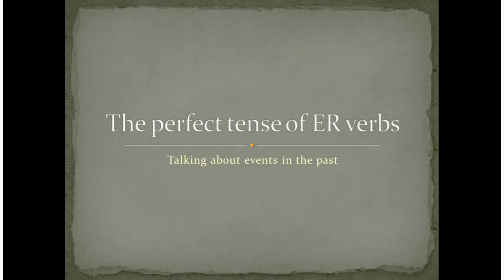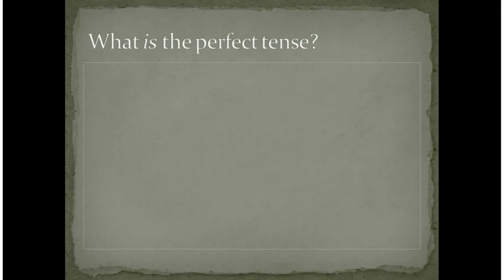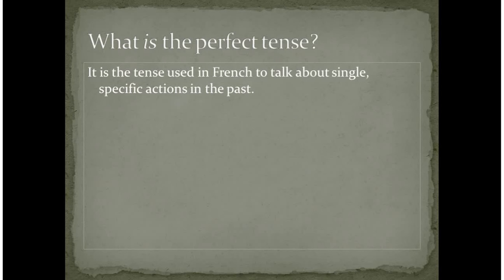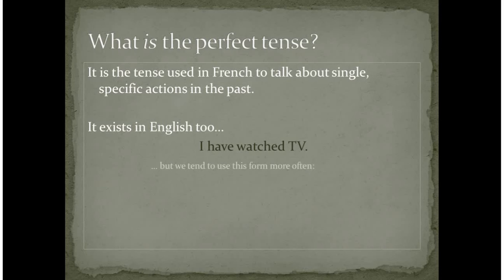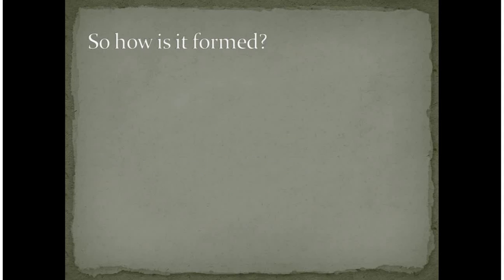For example, yesterday I watched TV. Last weekend I played tennis. So, what is the perfect tense? Well, as I was saying, it's the tense used in French to talk about single specific actions in the past. But it's not only used in French, it exists in English too. For example, I have watched TV. However, this isn't the most common form of the perfect tense in English. We're probably more likely to say, yesterday I watched TV rather than I have watched TV, or last weekend I watched TV. So let's take a look now at how it's formed.